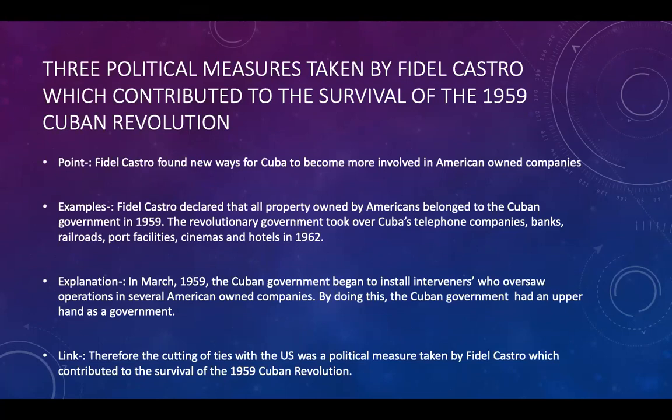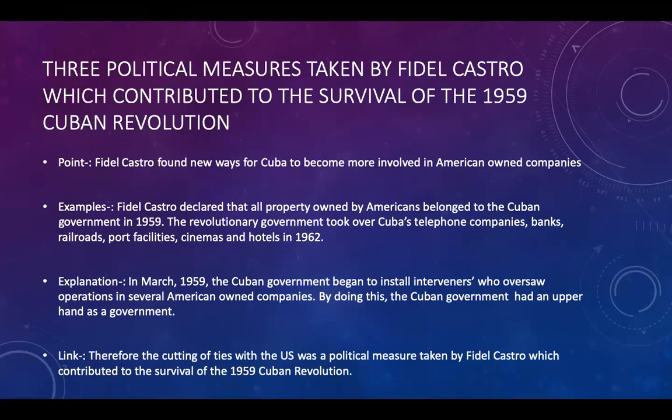Continue. Explanation. In March 1959, the Cuban government began to install interveners who oversaw operations in several American-owned companies. By doing this, the Cuban government had an upper hand as a government. Therefore, the cutting of ties with the U.S. was a political measure taken by Fidel Castro, which contributed to the survival of the 1959 Cuban Revolution.